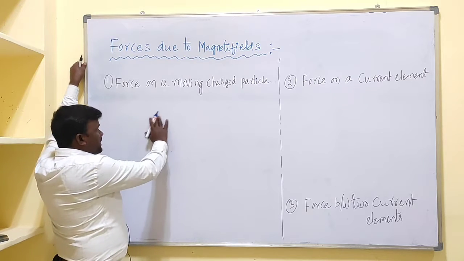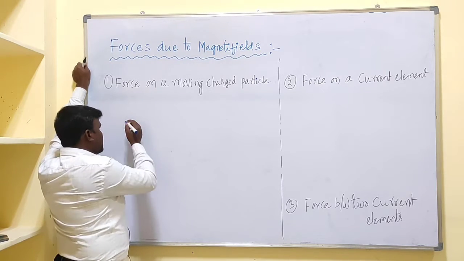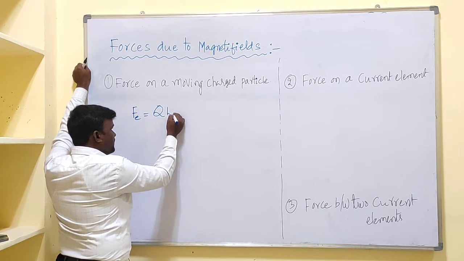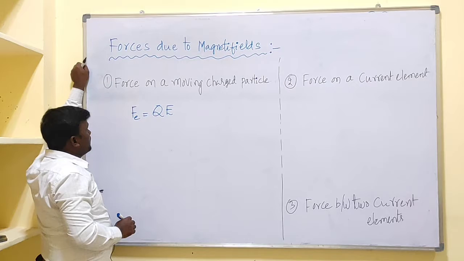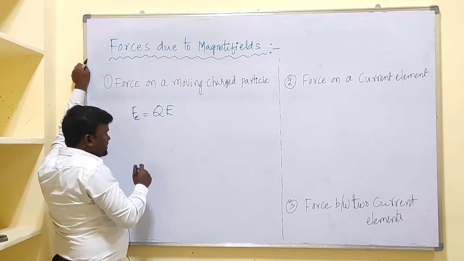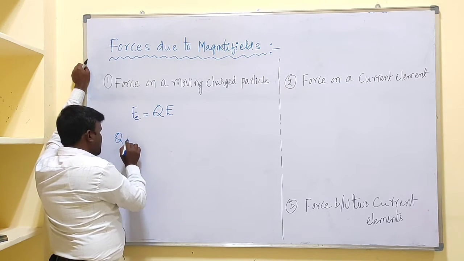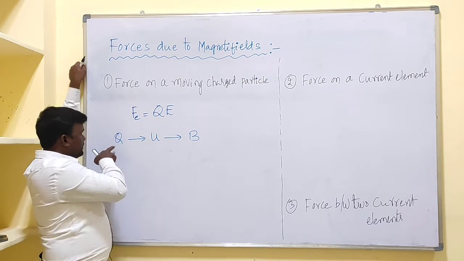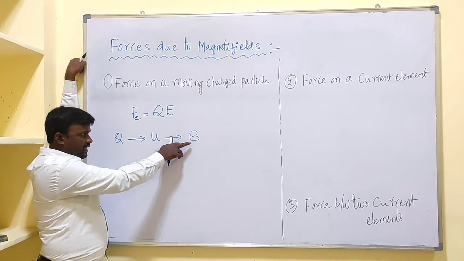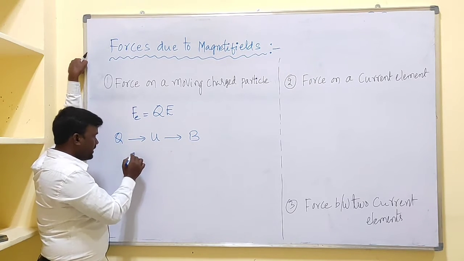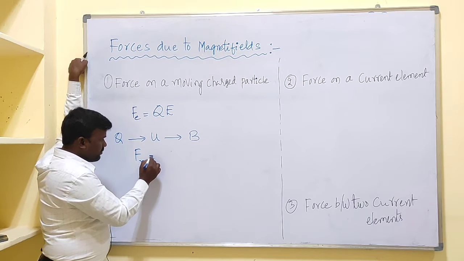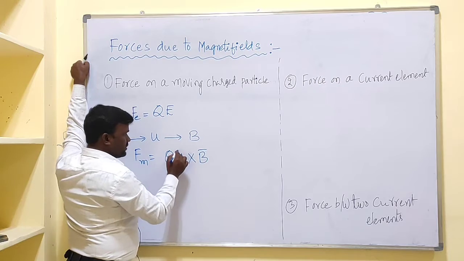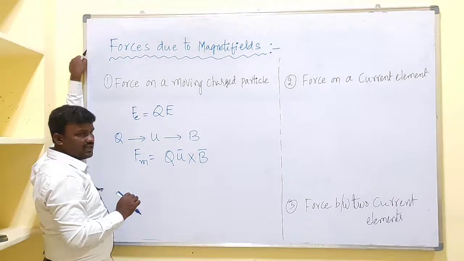Here, force on a moving charged particle. We know that if there exists a charge, there exists an electric force. That electric force is given by Fe equal to Q into E. If the charge is moving with velocity U in the magnetic field, then there exists a magnetic force Fm given by Q into U cross B. U is the velocity.